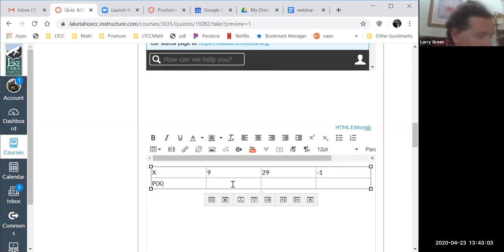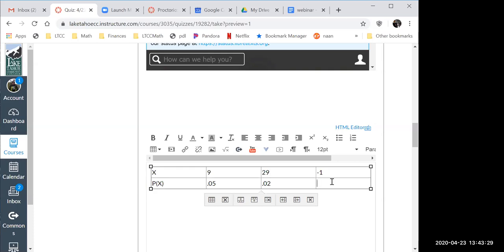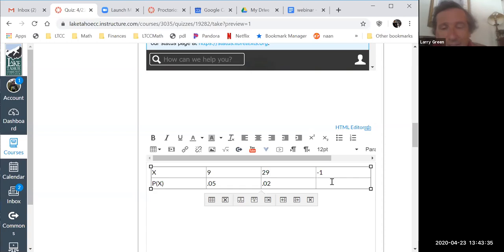And then we said there was a 5% chance of getting the standard version, and that is 0.05. There's a 2% chance of getting the deluxe version, so that's 0.02. How do I figure out the percent chance of losing $1? 100% minus 7%. Yeah, so 100% minus 7%, and that's 93% or 0.93. Any questions on that? Okay, so that was part A.